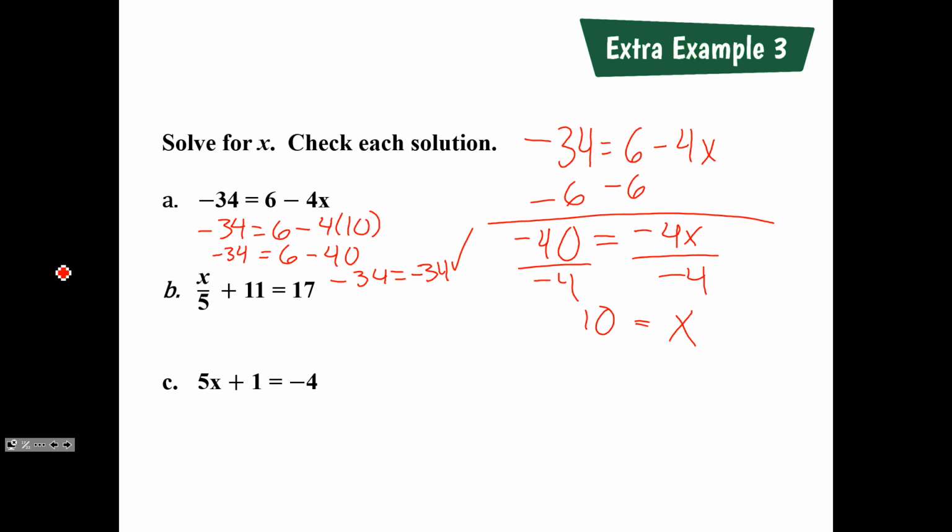Work with your partner if you need help, okay? About 30 more seconds, and then we'll go over.